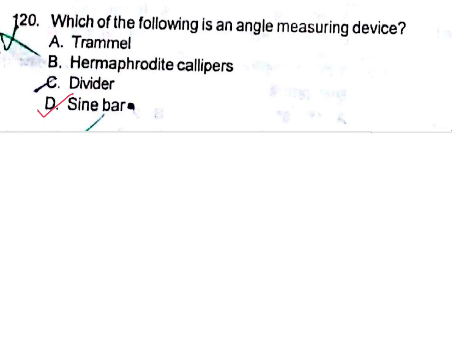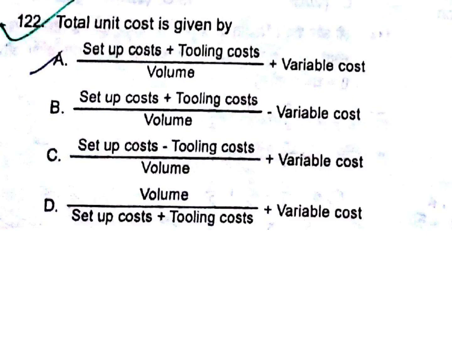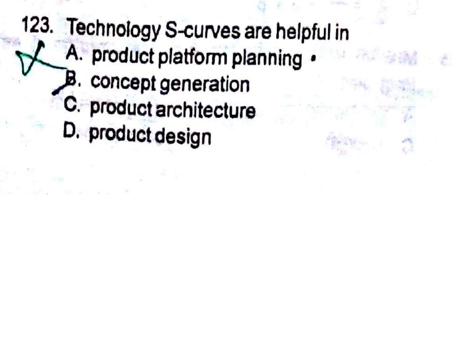Question: which of the following is not part of product planning competitive strategy? A, Technology leadership; B, Cost leadership; C, Customer focus; D, Endurance. D is our answer. This is not part of product planning competitive strategy. Total unit cost is given by setup cost plus tooling cost divided by volume, plus variable cost. A is our answer. Technology S curves are helpful in product platform planning. A is our answer.